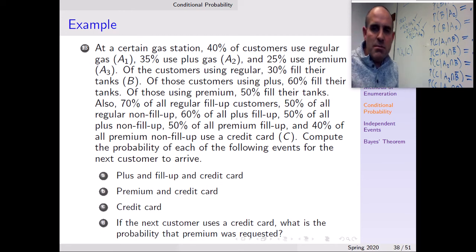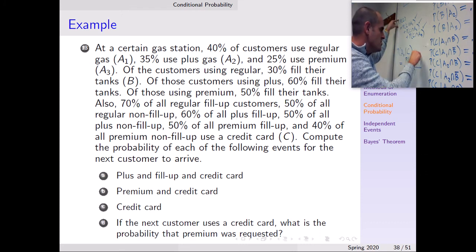Probability of premium given that the customer used a credit card. Well, that's going to be pretty easy to compute given the other things, because probability of A3 and C, we just computed that. I just erased that off the board, right? The formula for conditional probability is the probability of the intersection of these two divided by the probability of credit card, which we just computed up here. So we would have both of those things and we'd be able to compute that.